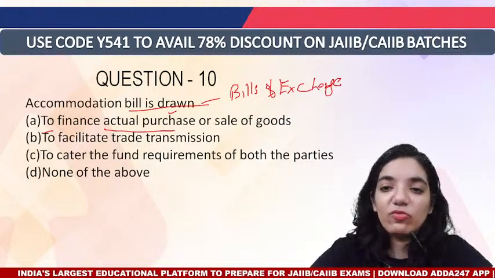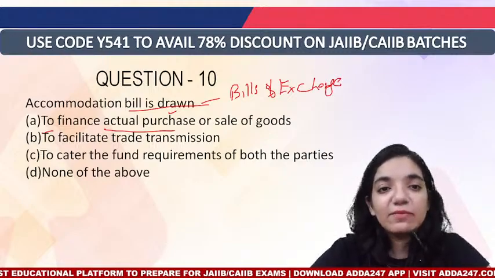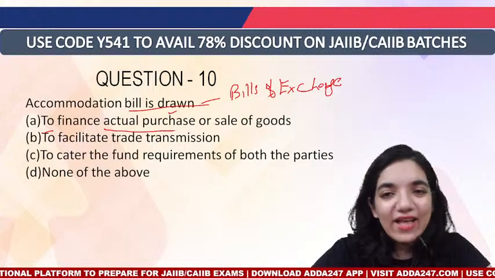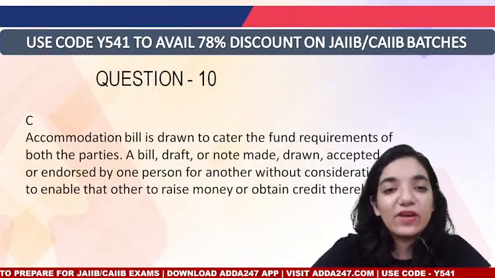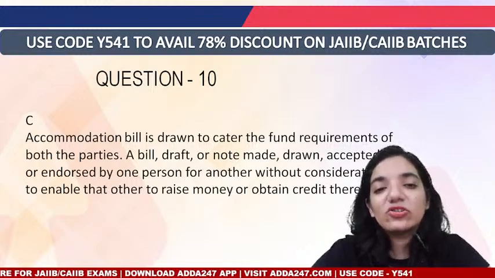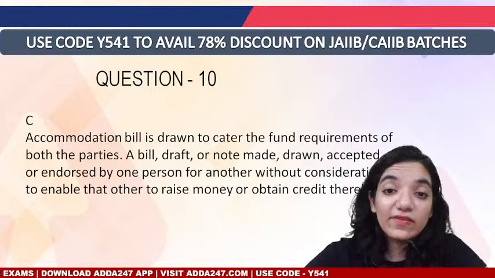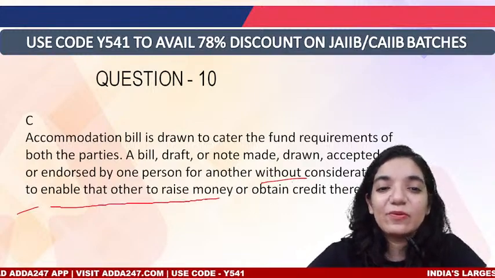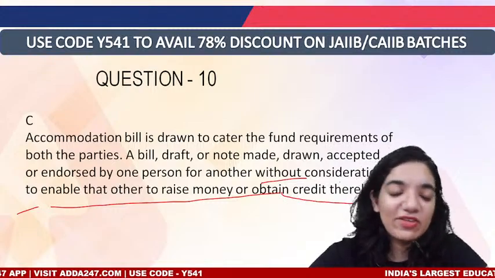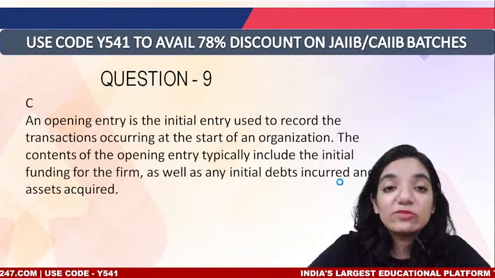When we call it an accommodation bill, it accommodates, or it helps the other person. How does it help the other person? It helps to finance them at the time of dire need. So basically it is to cater the funds for both the parties. A bill or draft or notice which is basically accepted or endorsed by one person for another without consideration, to enable that other to raise money or to obtain the credit thereby. This is just to help the other person, to finance the other person in terms of dire needs.